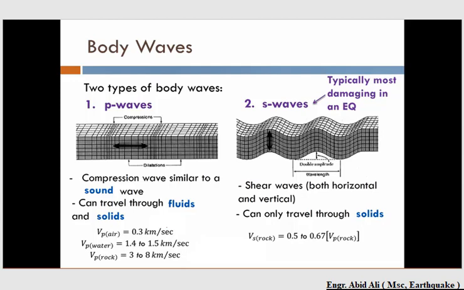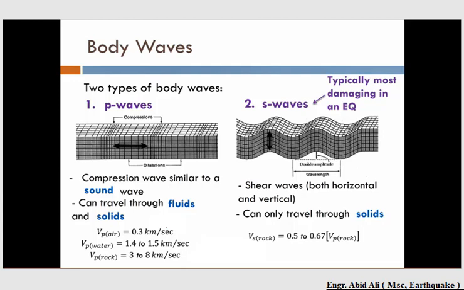And you can see I have here different P wave velocities through different types of material. P wave velocity is characterized by V, for velocity, with a little subscript p. As you can see, P wave velocity through air is 0.3 km per second. Compare that with P wave velocity through rock, which is much denser material, 3 to 8 kilometers per second.